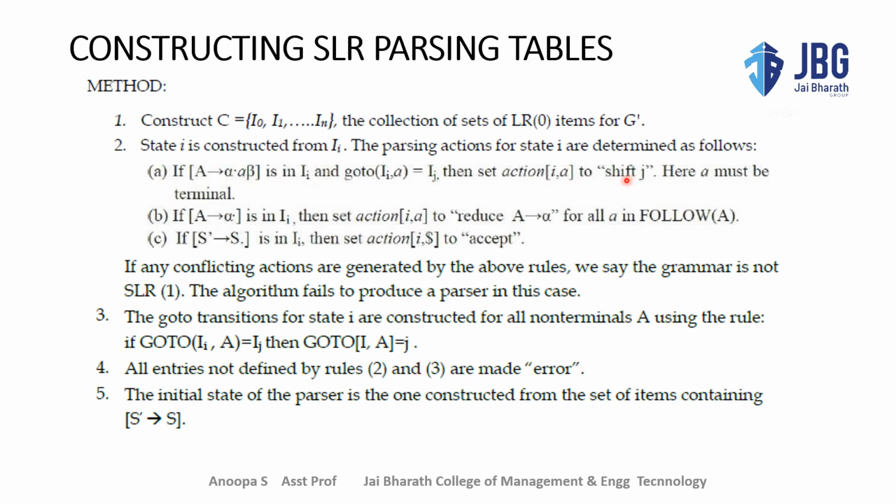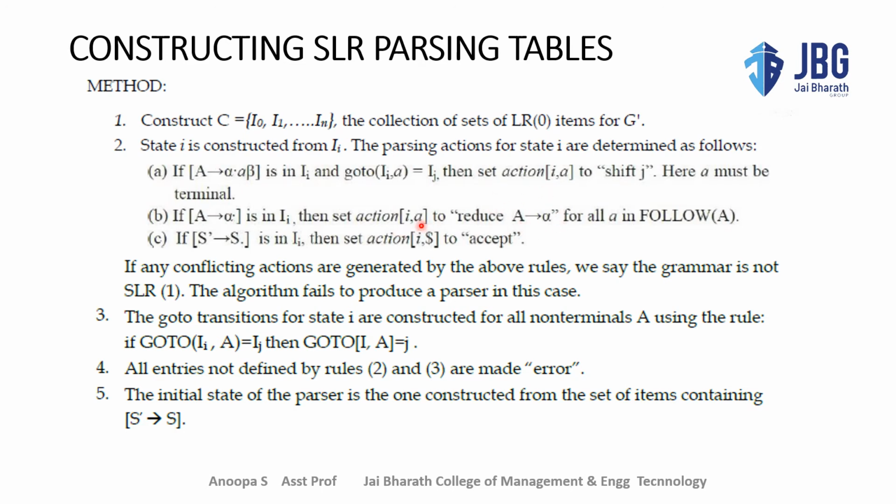Then you can write in the parsing table the action of that particular state I comma A, that is the terminal symbol, equal to shift J, that is, to which state you are performing the go to action. Second, if A giving alpha dot, that is, if there are no symbols after the dot, what you have to do is set action of I comma A to reduce A giving alpha.